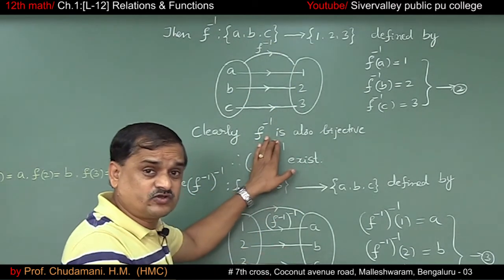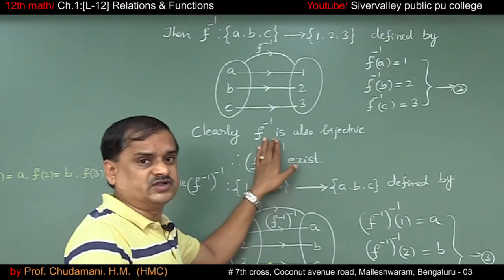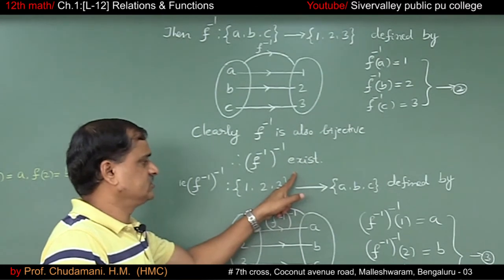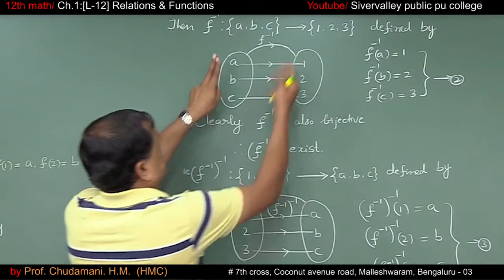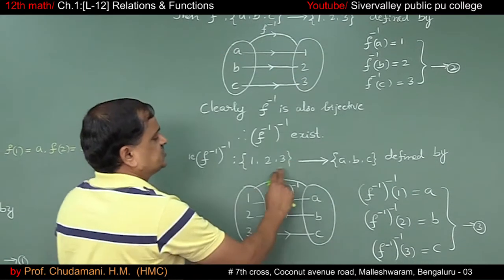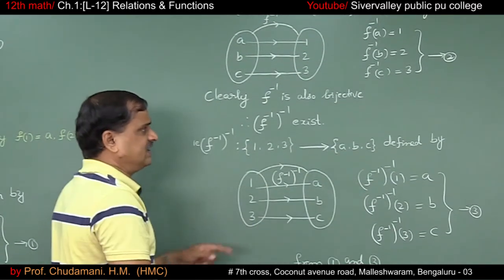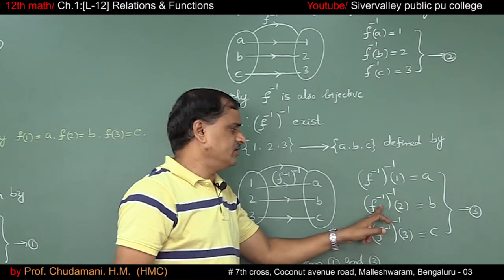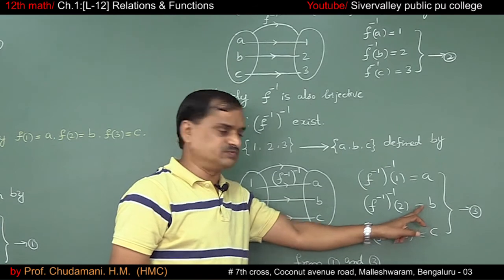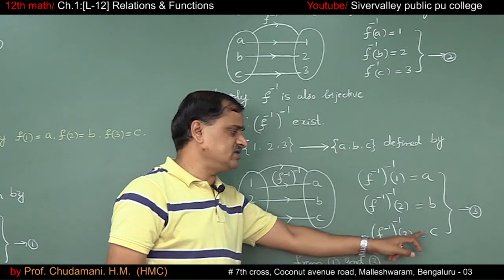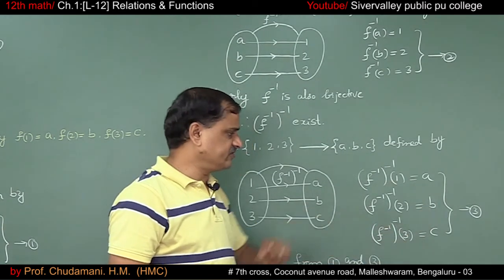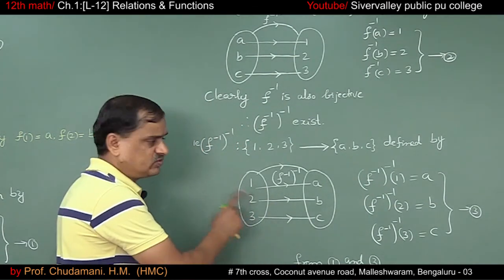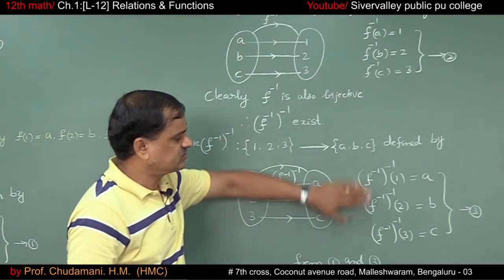F inverse bijective means inverse of F inverse exists. That means F inverse whole inverse exists. So that is nothing but from the set {1, 2, 3} to the set {A, B, C} defined as F inverse whole inverse of 1 is equal to A, F inverse whole inverse of 2 equals B, F inverse whole inverse of 3 is equal to C. Say equation 3. See this? So clearly this is also both 1-1 and onto. Observe equations 2 and 3.